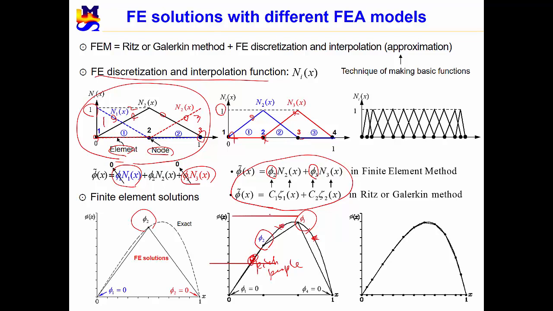If you increase the number of nodes more and more, the solution will become better and better. So we don't call these predictions approximate solutions, but we call them FE solutions. They can be controlled in terms of accuracy.